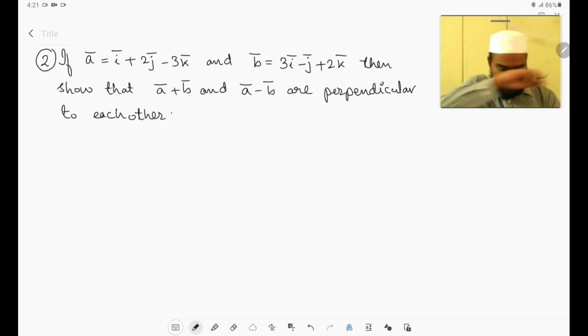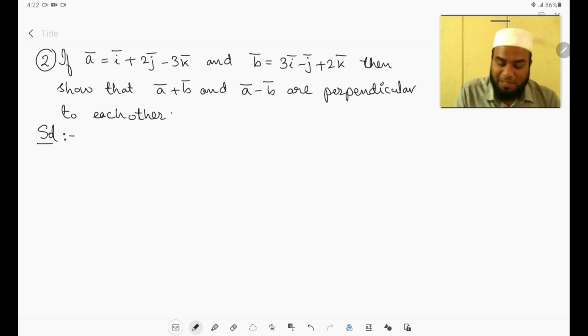So what is the question? Two vectors are given: a bar equals i bar plus 2j bar minus 3k bar, and another vector b bar equals 3i bar minus j bar plus 2k bar. Then we have to show that a bar plus b bar and a bar minus b bar are perpendicular. So first we have to compute a bar plus b bar, and also a bar minus b bar. Then we have to show that the angle between these two is 90 degrees. Right? Solution.